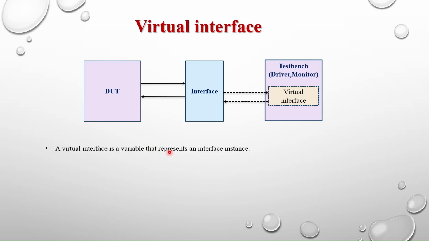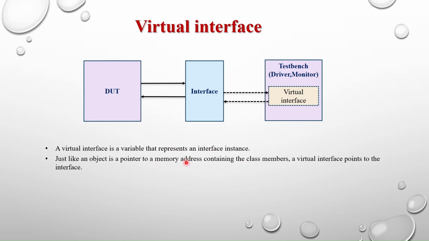A virtual interface is a variable that represents an interface instance. This virtual interface is a variable that is a handle for the interface, referring to the static interface. Just like a class object is a pointer to a memory address containing the class members, a virtual interface points to the interface. This virtual interface is also like a pointer that points to the static interface.